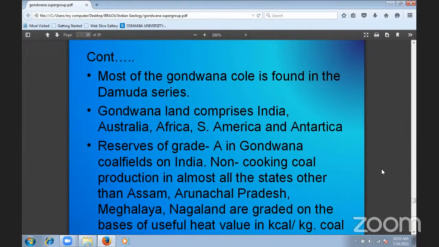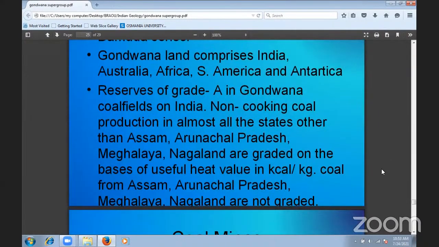The Gondwana land complex, we know, comprises India, Africa, South America, and Antarctica. The reserves of grade A in Gondwana coal fields, most of them we can get from India. Non-coking coal is produced in almost all the states, Assam, Arunachal Pradesh, Meghalaya, Nagaland, and others, graded on the basis of useful heat value in kilocalories per kg.